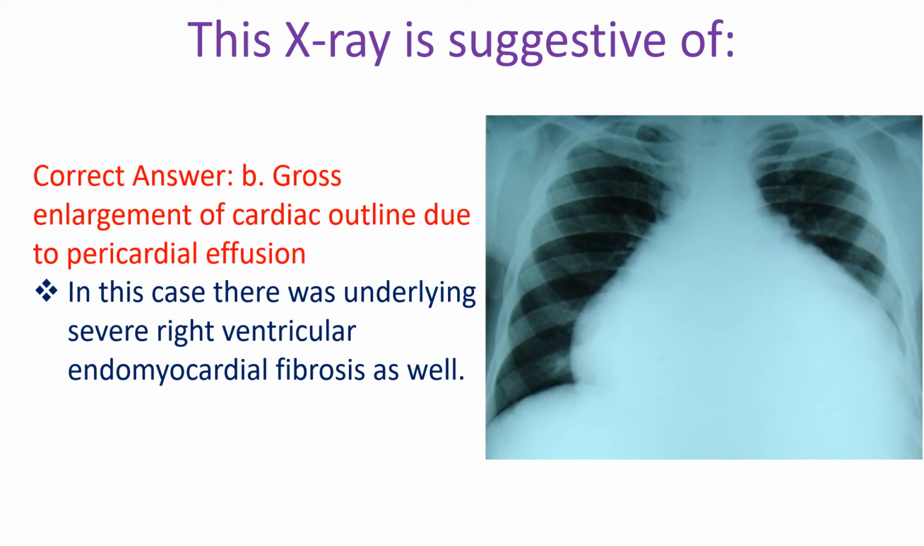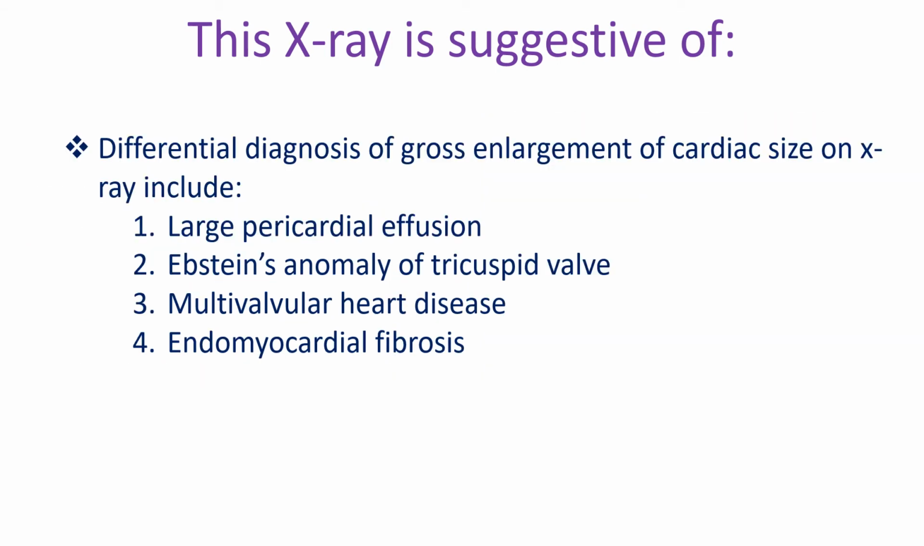In this case, there was underlying severe right ventricular endomyocardial fibrosis as well. Differential diagnosis of gross enlargement of cardiac size on X-ray include 1. Large pericardial effusion, 2. Epstein's anomaly of tricuspid valve, 3. Multivalvular heart disease, 4. Endomyocardial fibrosis.